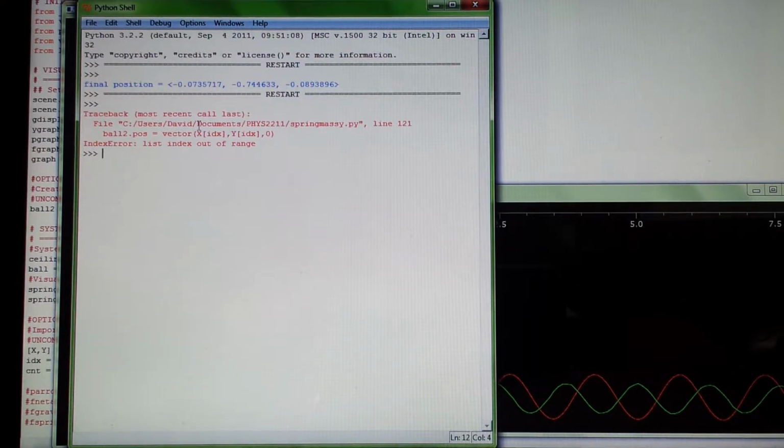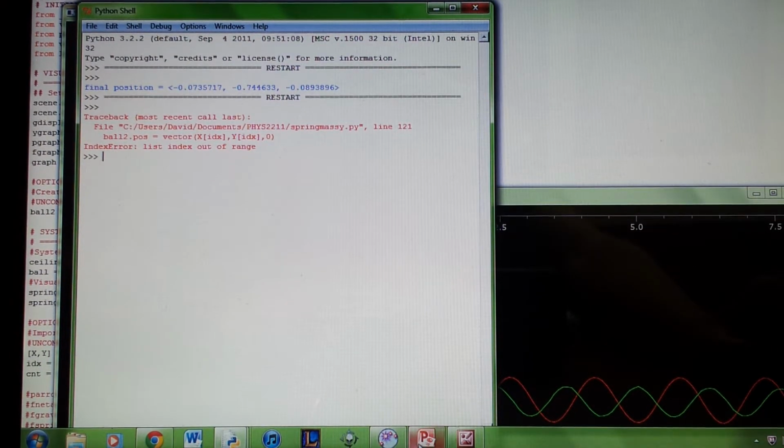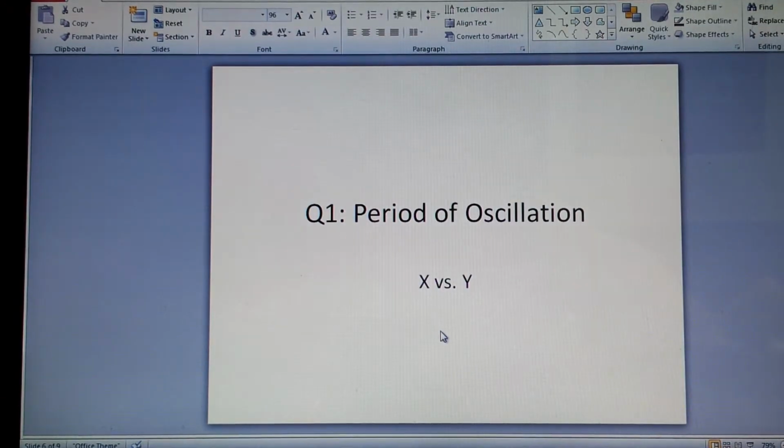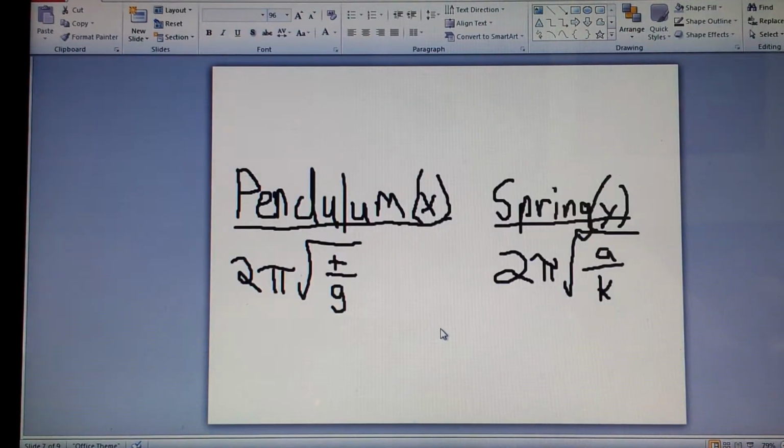This is due to the fact that, to calculate the period of oscillation, the x component is a pendulum, so you use the formula 2π√(L/g), whereas for the period of the y component, which is a spring motion, you use the formula 2π√(m/k). So two separate equations result in a slightly different period.